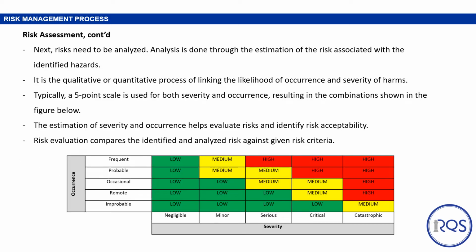Next, risks need to be analyzed. Analysis is done through the estimation of risks associated with identified hazards. Estimation occurs when we look at the occurrence and the severity of the harms, and this is typically done on a 5-point scale for both. The resulting combinations of the severity and harm are shown in the figure below. The estimation of severity and occurrence helps evaluate risks and identify risk acceptability. Risk evaluation compares the identified and analyzed risks against the given criteria.